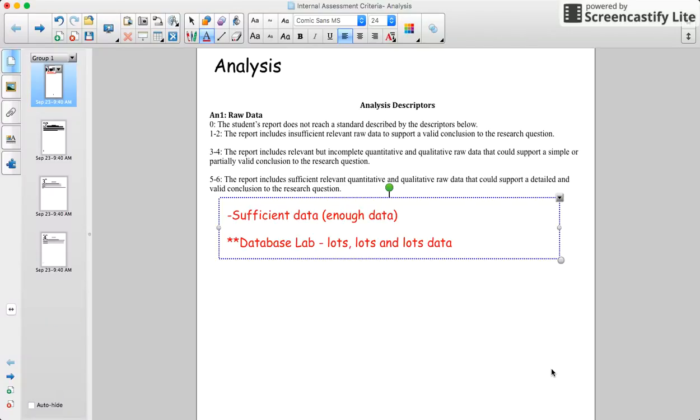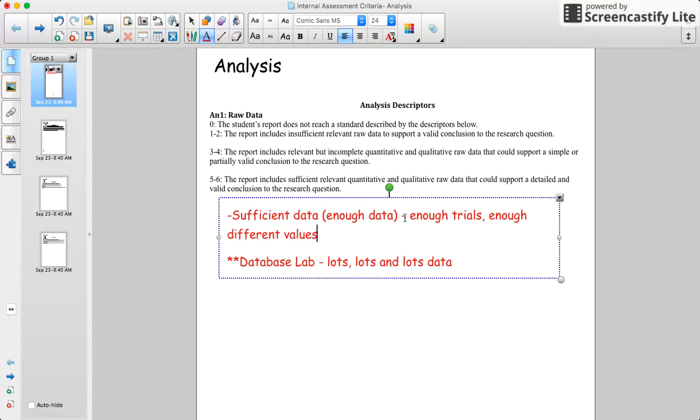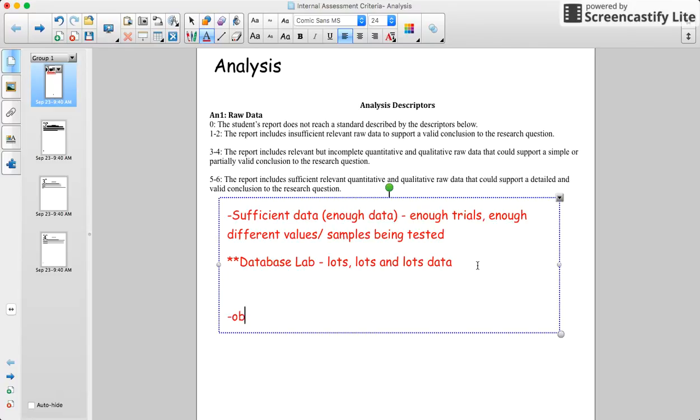First of all, you need to have enough data in terms of enough trials, enough different values like independent variable values or samples being tested. It also says qualitative raw data, which means observations. Something really easy to overlook, but observations. What did you see, smell, etc. about your lab? Now, obviously, if you do a database lab, then you don't need to record observations.